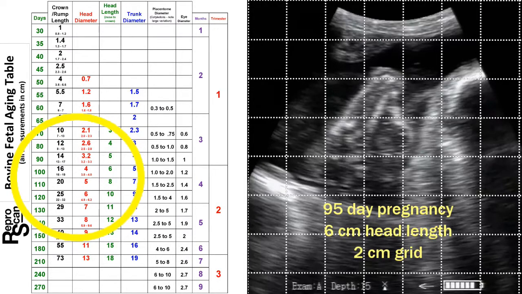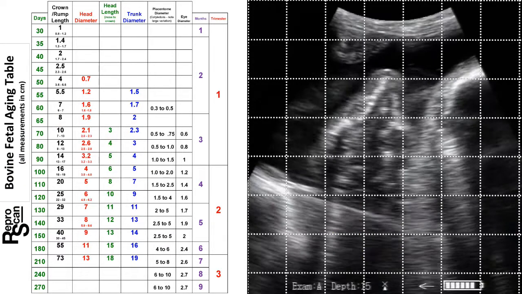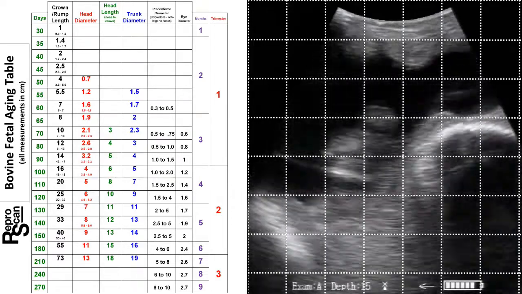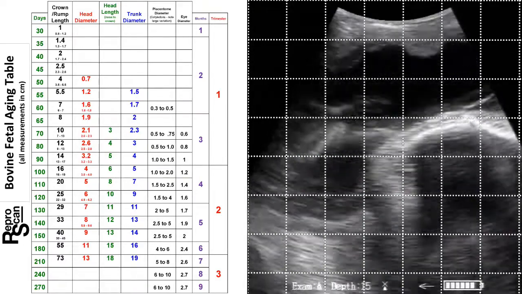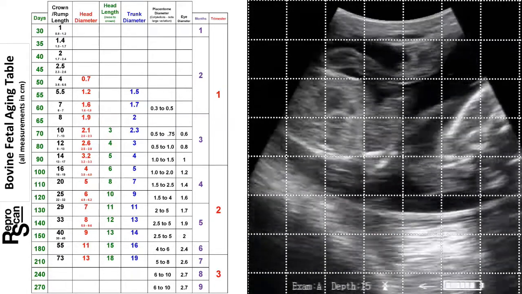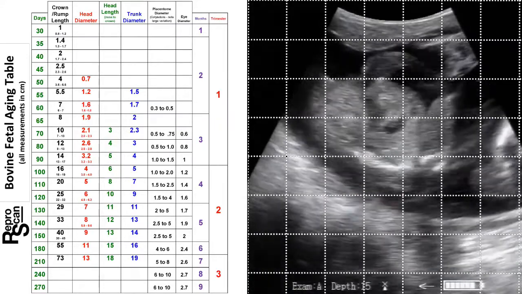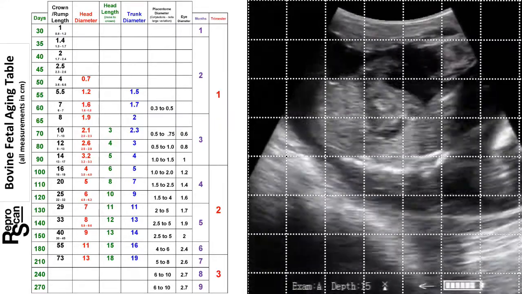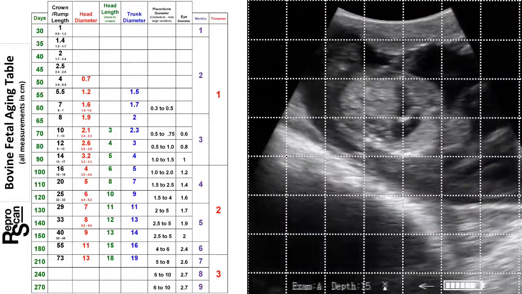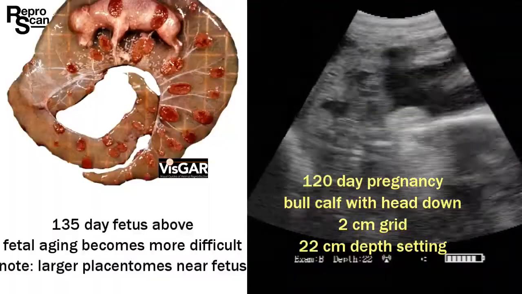Look at our chart. There we can reconfirm a 95-day pregnancy, or if we're estimating, depending on what our communication is with the rancher, let's just go 10-day increment and call this one 100 days, if that's what they're after. And we could get a trunk diameter there. You can see the variability in trunk diameter depending on where you are.